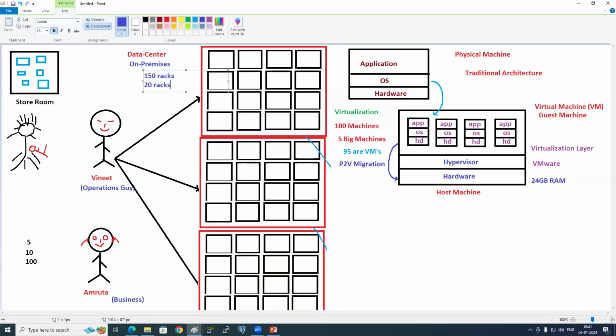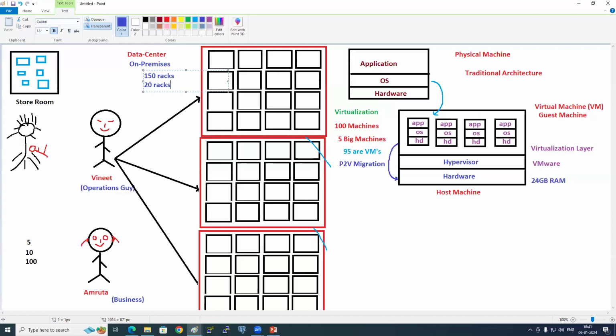Whenever you want, create it. Whenever you don't want, delete it. That is called a virtual machine. In that virtual machine, you can install Linux also, you can install Windows also. Can you put your application in a virtual machine? Yes. It is similar to your normal server, but it is not physical. It is virtual.